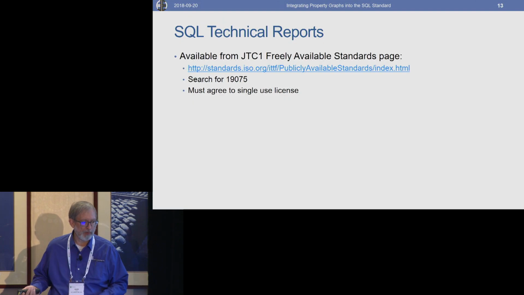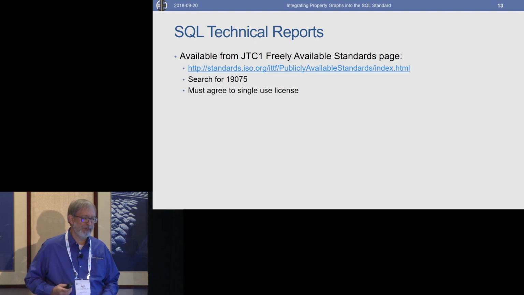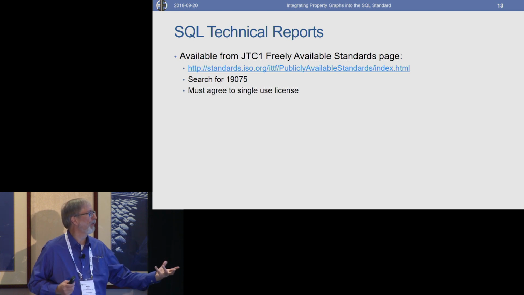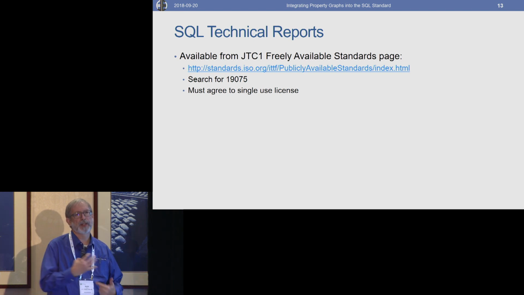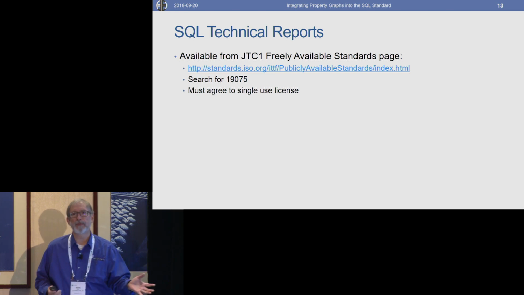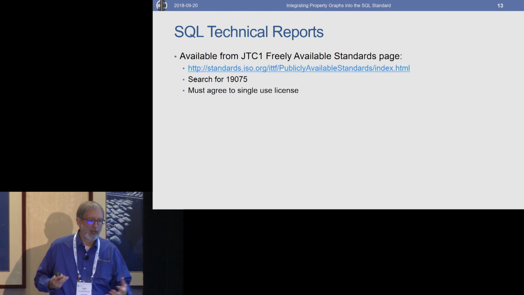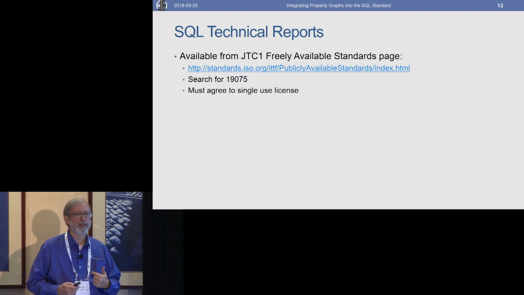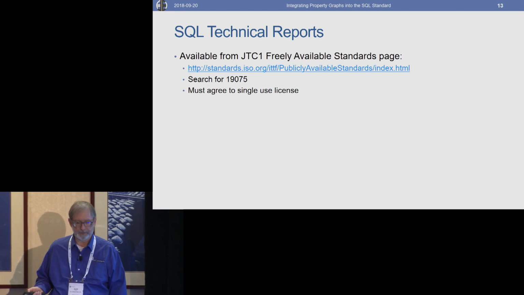The best part about technical reports is that if you go to the correct location, the JTC 1 site here, and you search for 19075, which is the part number we're using for reports, they're free. You do have to say that you're not going to pass them around to all sorts of people, but you can download them for free, and that gives you some really interesting resources about what's going on in the standard.